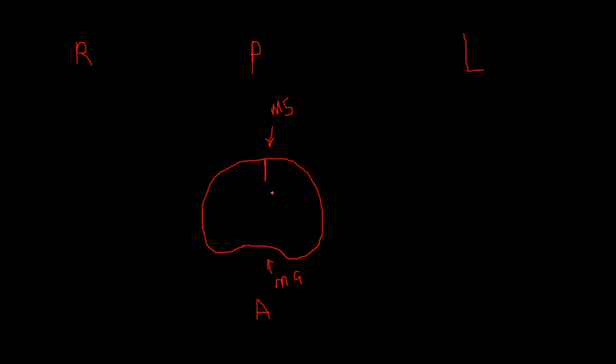Now, remember that the spinal cord is going to consist of gray matter and white matter. Remember that gray matter is a collection of cell bodies, and the gray is because of the presence of the Nissl substance. And then the white matter is going to be the collection of axons. So the gray matter in the spinal cord is going to be found on the inner aspect. The white matter is going to be found on the outer aspect.